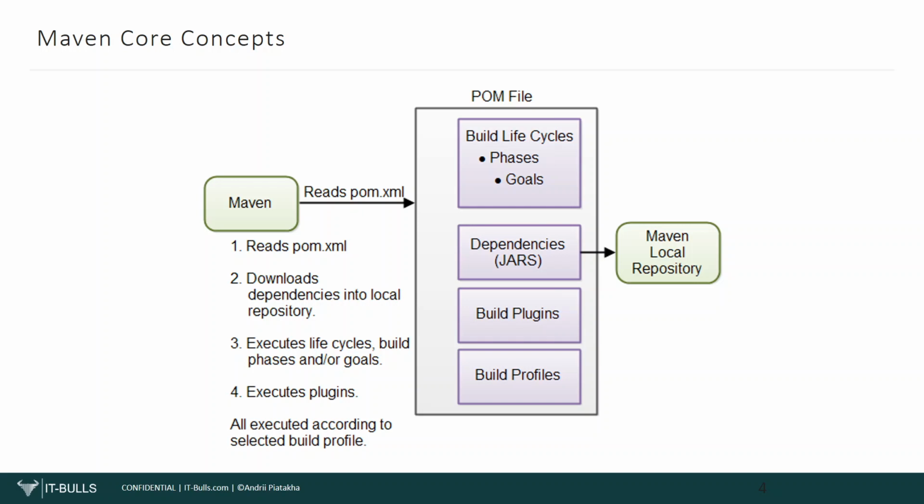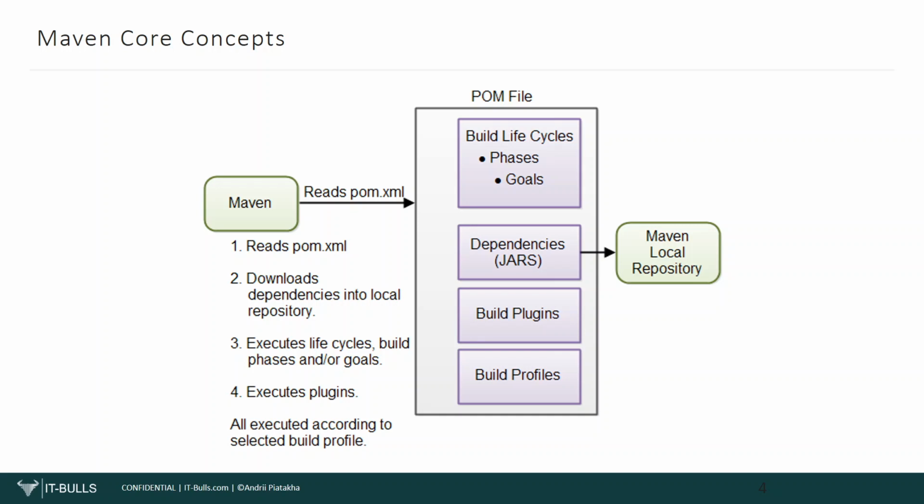When executing Maven, you can tell which build profile to use. Also on the slide you can see the high-level structure of the POM file. The POM file describes what to build, but most often not how to build it. How to build it is up to the Maven build phases and goals. You can insert custom actions, goals, into the Maven build phase if you need to.